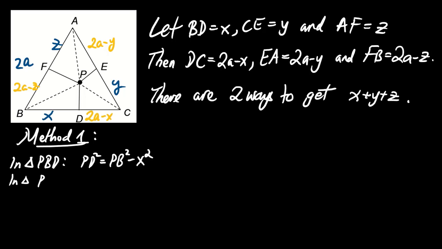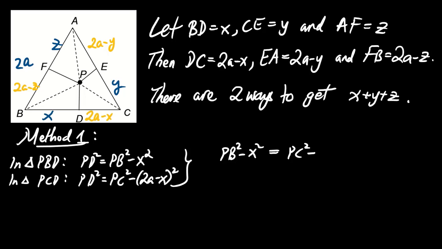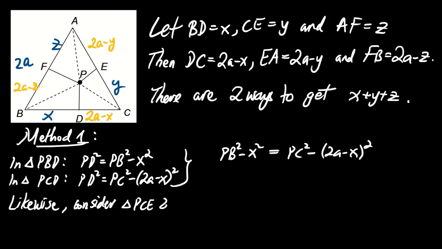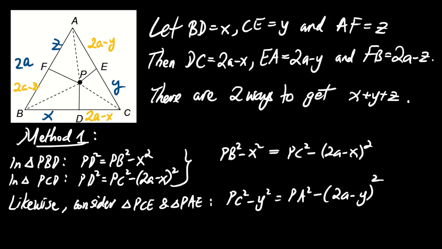From triangle PCD, PD squared also equals PC squared minus the quantity 2a minus x, squared. Equating gives PB squared minus x squared equals PC squared minus (2a minus x) squared. That's equation 1. Now from triangles PCE and PAE, PC squared minus y squared equals PA squared minus (2a minus y) squared. That's equation 2.